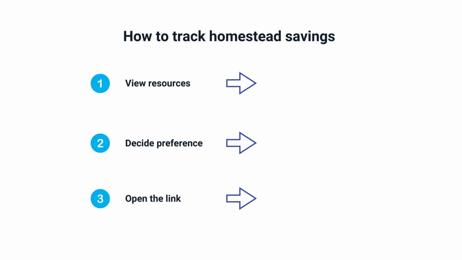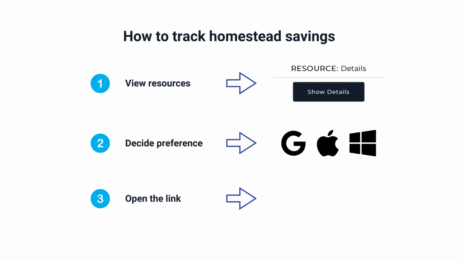Now that you know how to collect your data, you need to enter it into the homestead tracker. Go to the resources, select a tracker from the list, and open the link. There's Google, Apple, and Microsoft, and I'm going to show you how to use each type. We'll start with the Google spreadsheet.